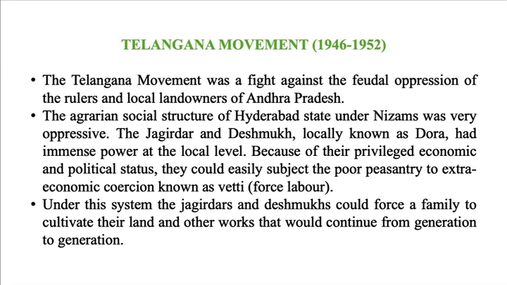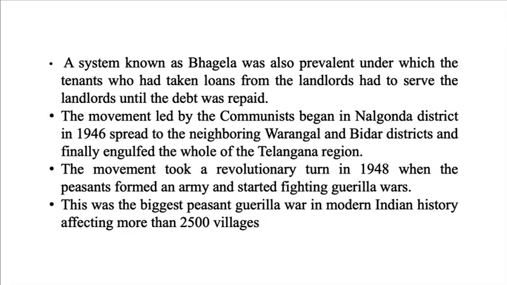Under this system, the Jagirdars and Deshmukhs could force a family to cultivate the land and do other works that would continue from generation to generation. The movement led by the communists began in Nalgonda district in 1946, spread to the neighbouring areas and finally engulfed the whole of the Telangana region. The movement took a revolutionary turn in 1948 when the peasants formed an army and started fighting a guerrilla war, in which men, women, children, everybody participated. This was the biggest peasant guerrilla war in modern Indian history, affecting more than 2,500 villages.